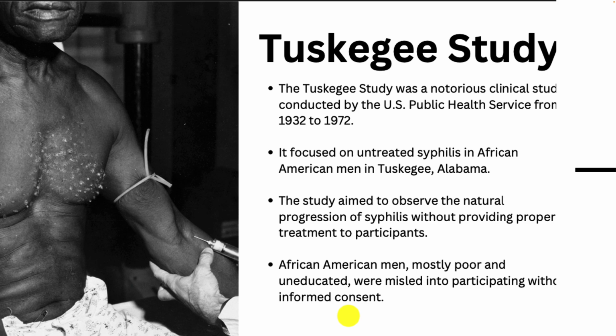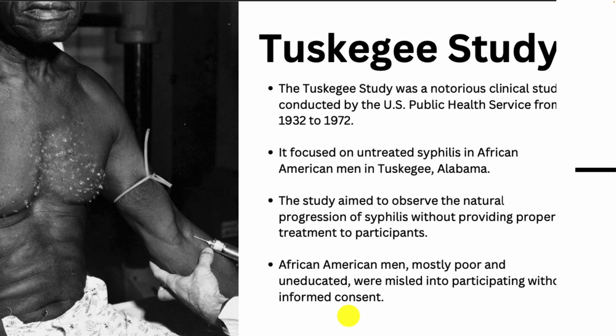399 of them had syphilis, and 201 did not have syphilis. So this study was aimed to observe what would happen with the natural progression of syphilis without providing any treatment whatsoever to the participants, right? This is horrific. And they were focusing on this untreated progression of this disease, specifically in African American men.